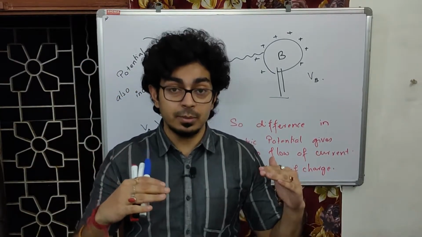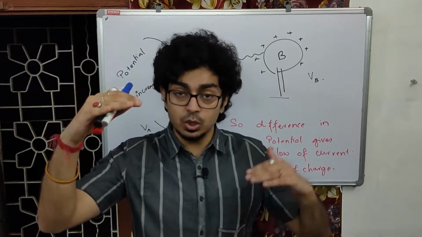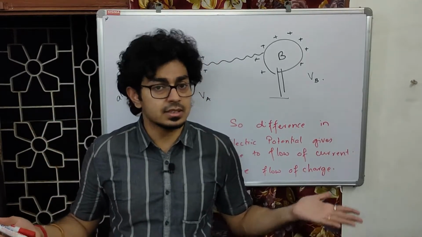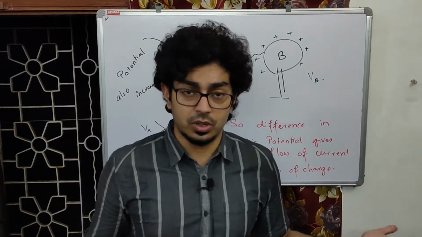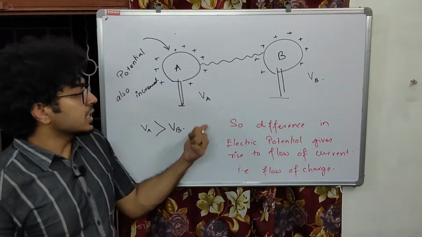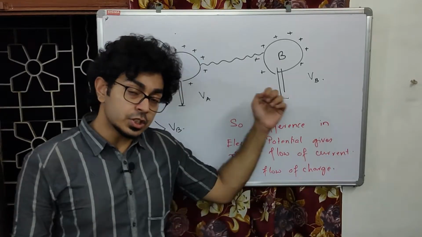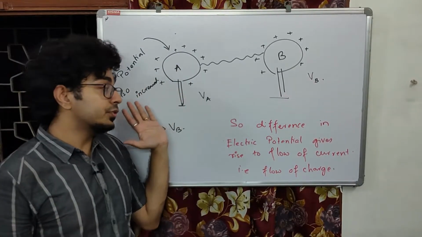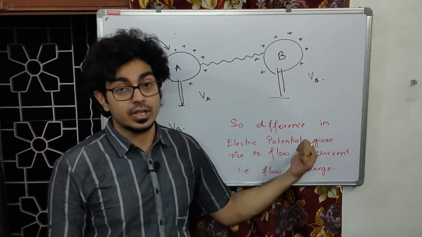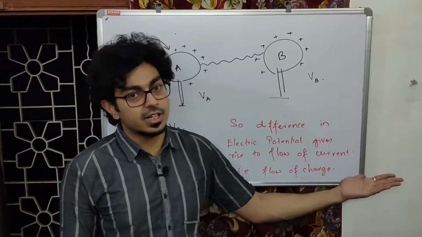Higher level to lower level means from higher potential to lower potential. That happens, right? That is quite clear to everyone, right? So here is what is happening. Charges are flowing from high potential to low potential. This flow of charge is giving rise to current. So this is clear to everyone.